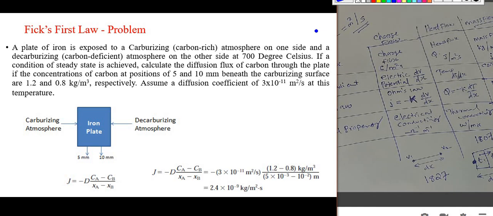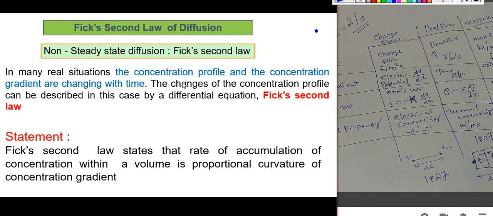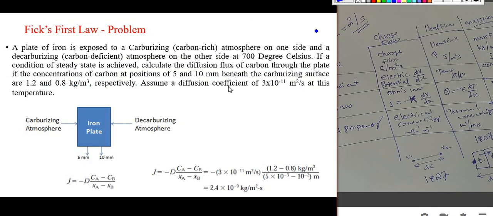In the next lecture we will discuss the second law of diffusion, that is Fick's second law. So that is about diffusion, the introduction about diffusion and Fick's first law. Thank you.